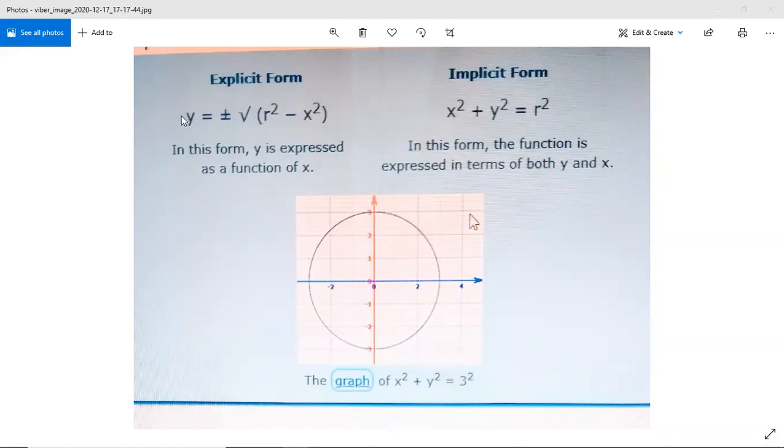Y on the left hand side in explicit, but in implicit x and y are on the same side, and we have y square, y times 2x. This is hard to write y in terms of x. Then we have another way to find the derivative. I will explain with this example.